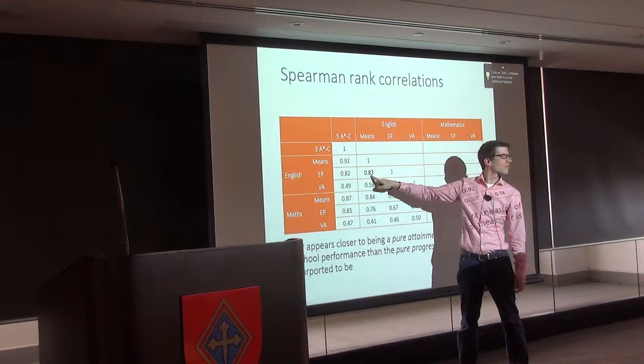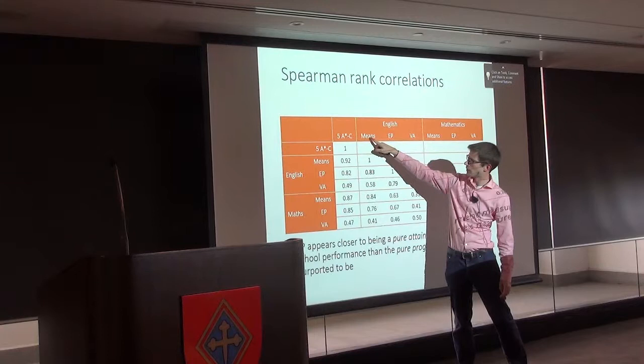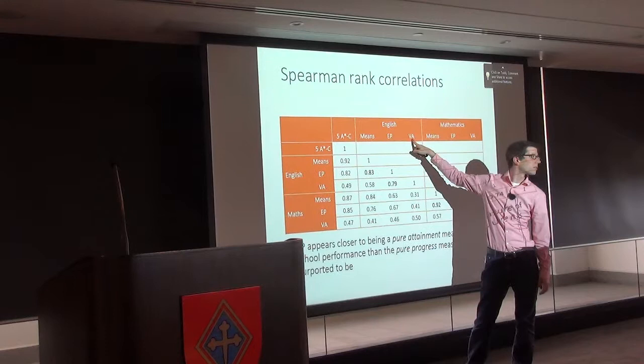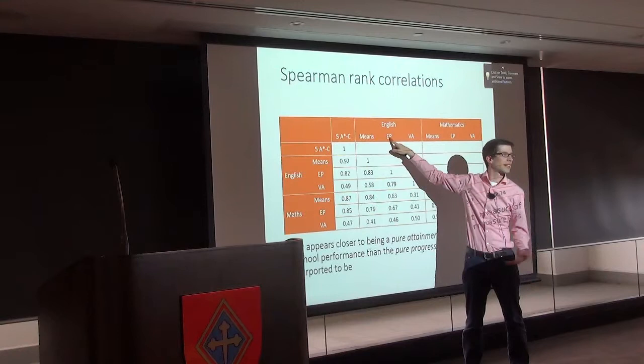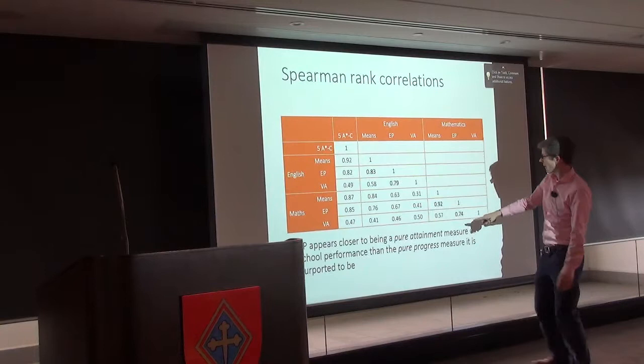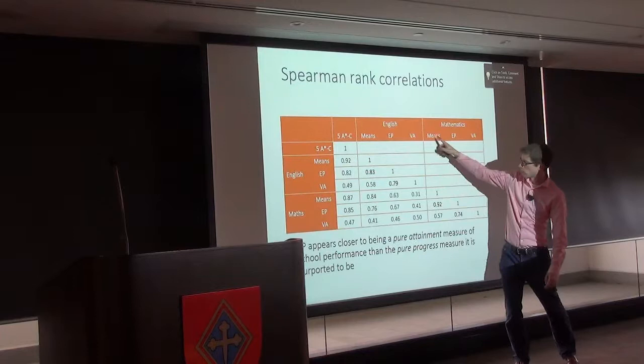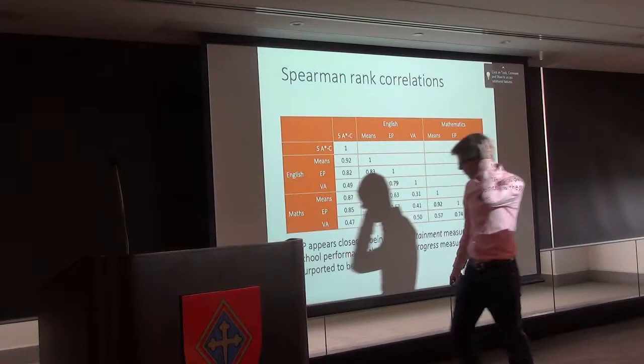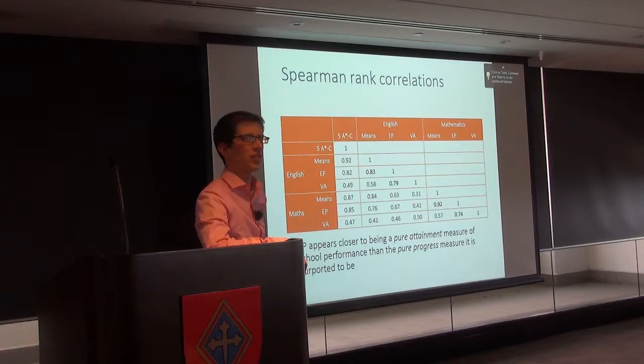Okay, so our expected progress measure is more highly correlated with a pure attainment measure than it is with a pure progress measure, is what it's saying. Remember, the critique of this was that it makes only a partial adjustment for the intake by setting different target grades to different students. Likewise, for maths, we see the same thing. Expected progress is more strongly correlated with simple means than it is with adjusted means. So that's a bit concerning, because expected progress purports to take into account kids' starting points, but it doesn't do a great job of doing that.